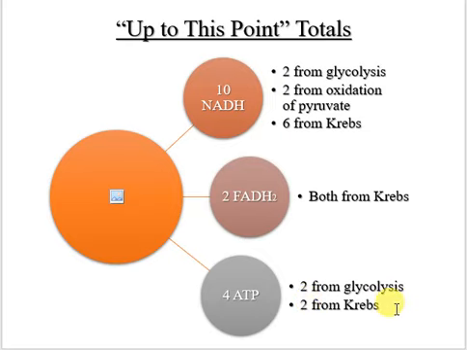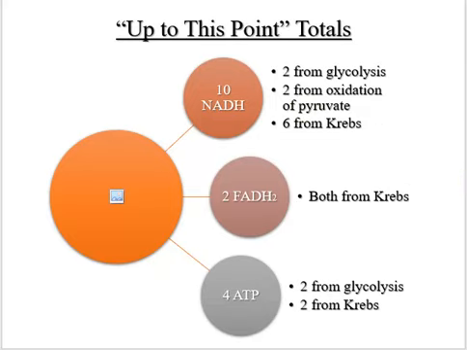So in the transition stage, a lot of people will skim over that because it does not produce ATP. It is important because it does produce those 2 molecules of NADH, and it also produces the starting material that's used at the start of the Krebs cycle. So these are our totals up until this point.